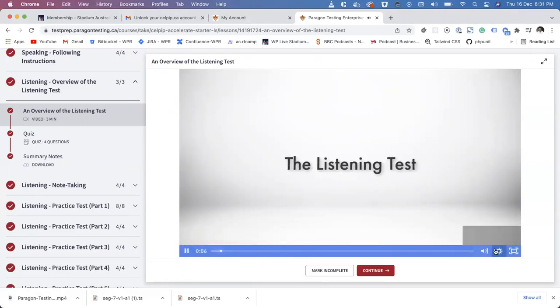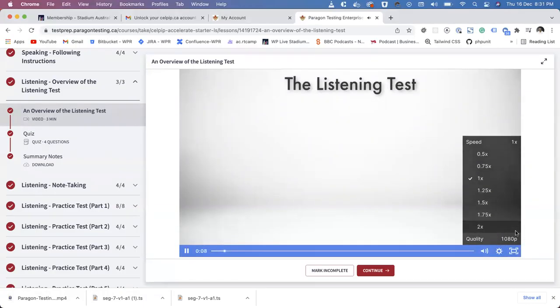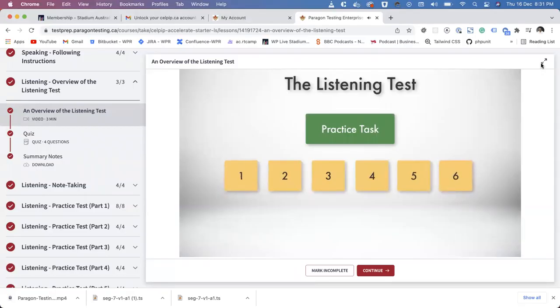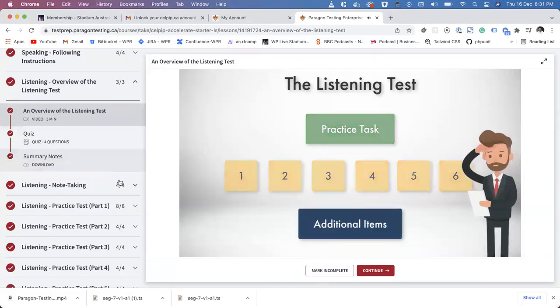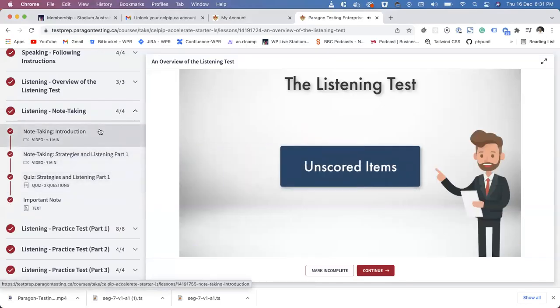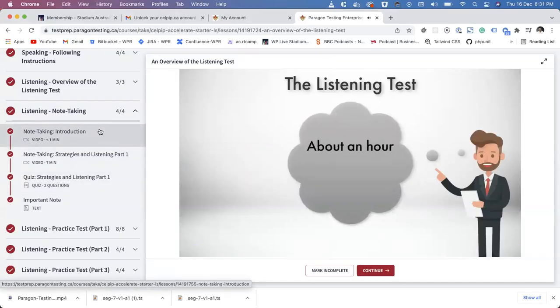Here's what you need to know about the listening test. You'll have one unscored practice task at the beginning, and then you'll be scored on 6 different parts. You may see additional items as well. These additional items are unscored, and they're just for research and development purposes. Altogether, you'll have just under an hour to complete the listening test.